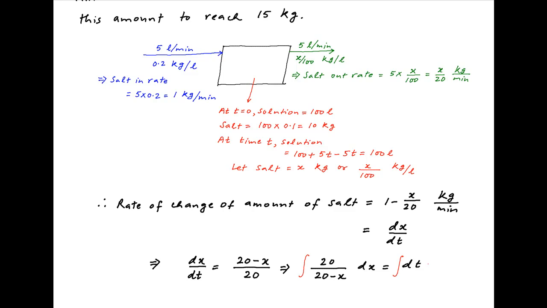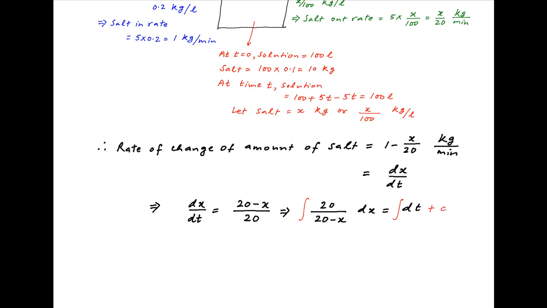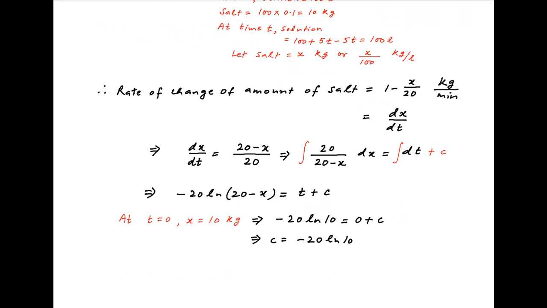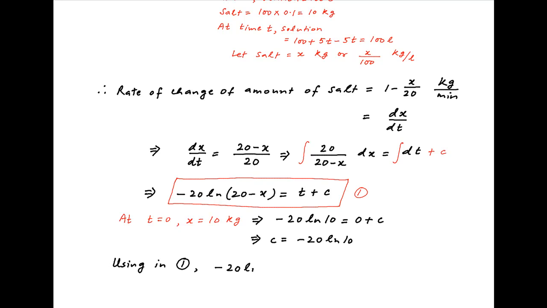Integrating both sides and adding the constant of integration c on the right hand side, we get minus 20 times ln of 20 minus x is equal to t plus c. Now we are given that at t is equal to 0, the amount of salt x is equal to 10 kgs. Substituting this in the above equation, we get minus 20 times ln 10 is equal to c. Substituting the value of c in the above solution, we get minus 20 times ln of 20 minus x is equal to t minus 20 times ln 10.